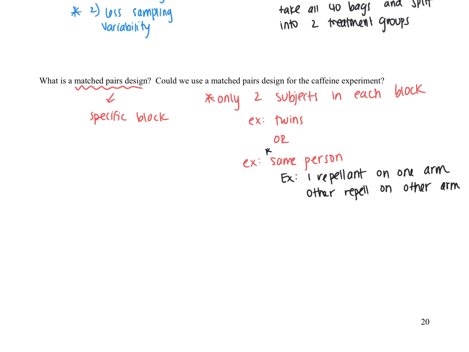Now, what is important to remember here is in an experiment, we have to randomize. So we have to randomize those treatments on this person. What that would mean is we have to randomize which arm gets which treatment. Again, you only need to do this if you are specifically told to design a matched pairs experiment.